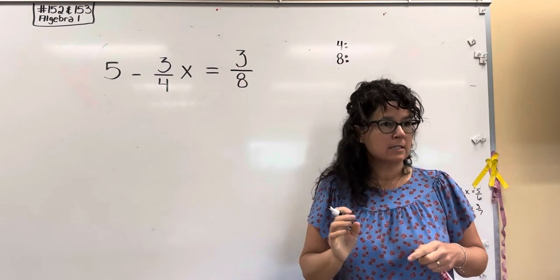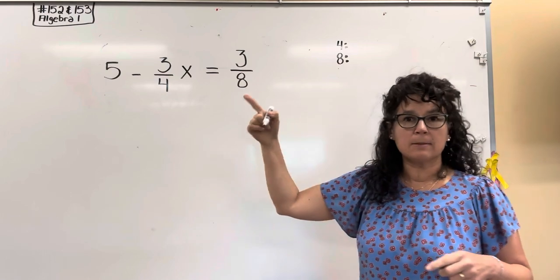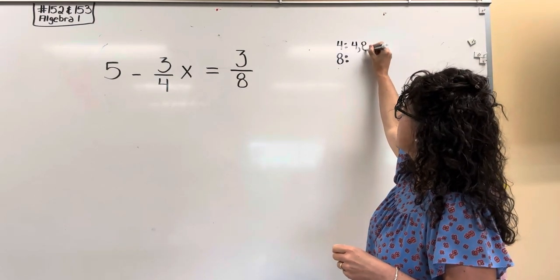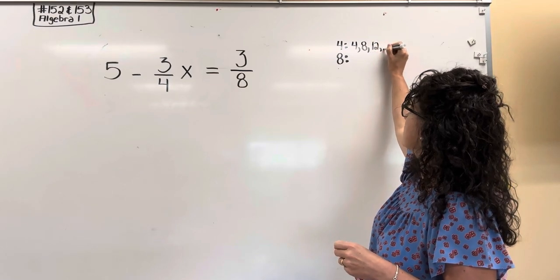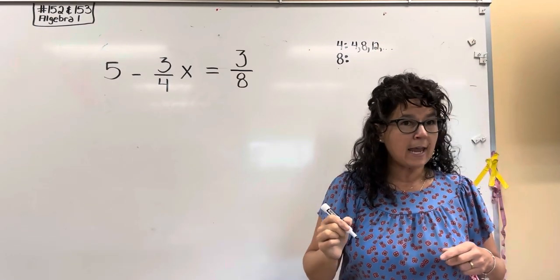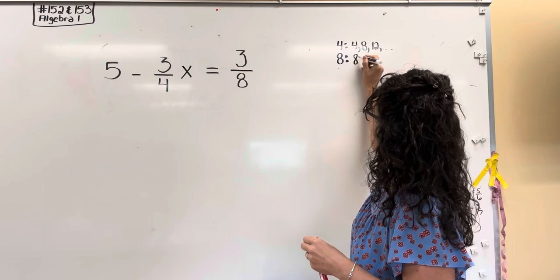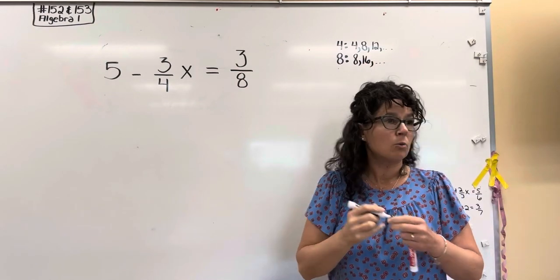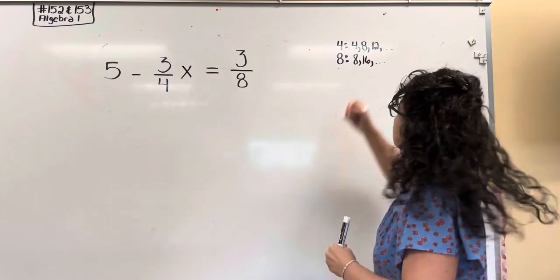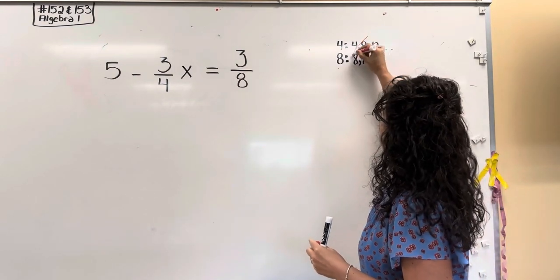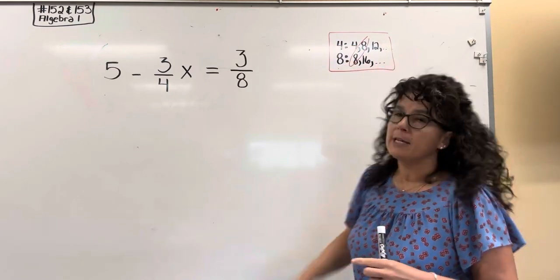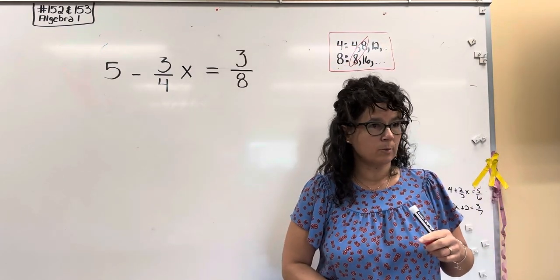We're going to find the least common multiple, so let's list the multiples of 4. 4 times 1 is 4, 4 times 2 is 8, 4 times 3 is 12, and so on. The multiples of 8: 8 times 1 is 8, 8 times 2 is 16, and so on. I already have a match. So for 4 and 8, 8 is going to be our least common multiple.